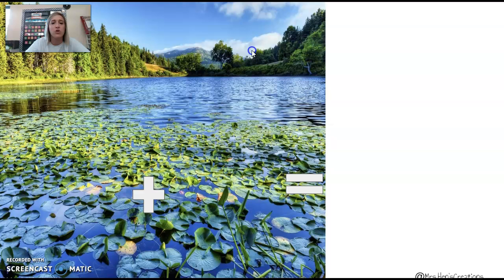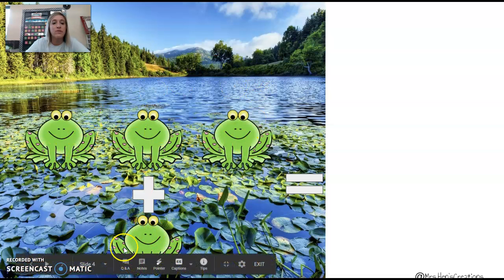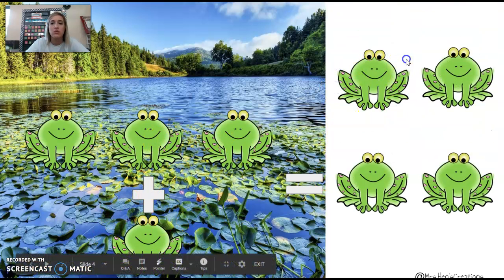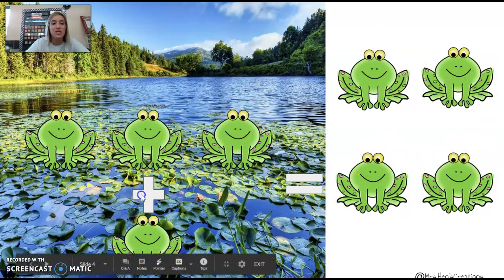Good. Now we're in the frog pond. So I have 1 frog. Ooh, 1, 2, 3 frogs plus 1 more. Let's see. 1, 2, 3 plus 1 more equals 4 frogs. 1, 2, 3, 4 in all. So 3 plus 1 equals 4.